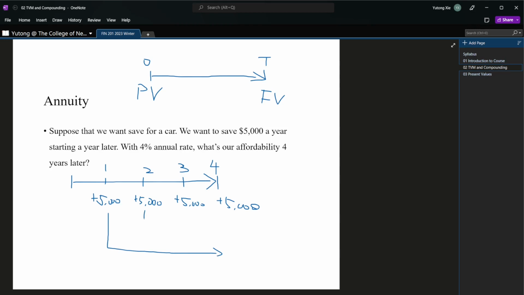And I should also be able to calculate the future value of this $5,000 2 years later. And lastly, we calculate the future value of this $5,000 that you saved at the end of year 3, 1 year later, right? Because from the end of year 3 to the end of year 4, you have 1 year. So that's the plan. So we're gonna try to calculate all these future values because we're gonna invest these at 4% for the respective number of years, and we're gonna see how much money we're gonna end up with.